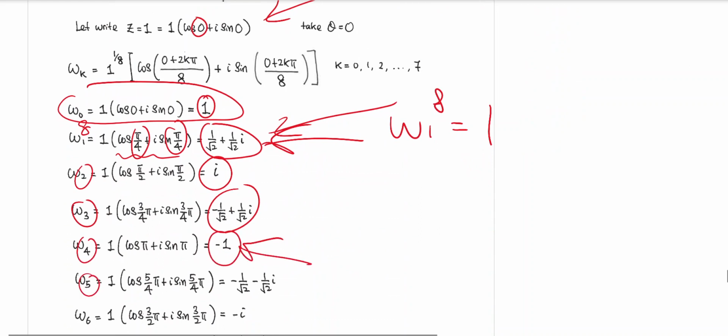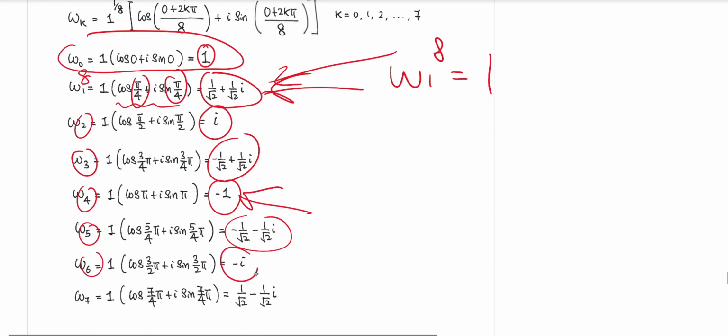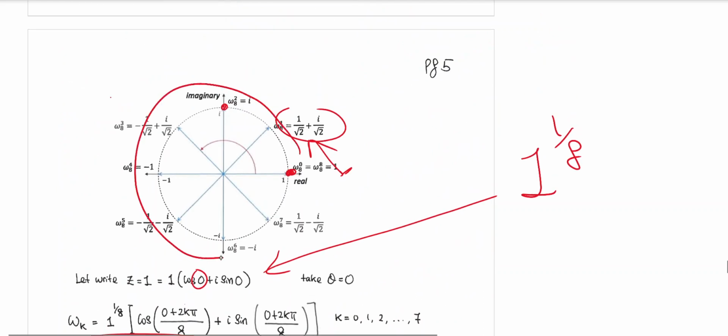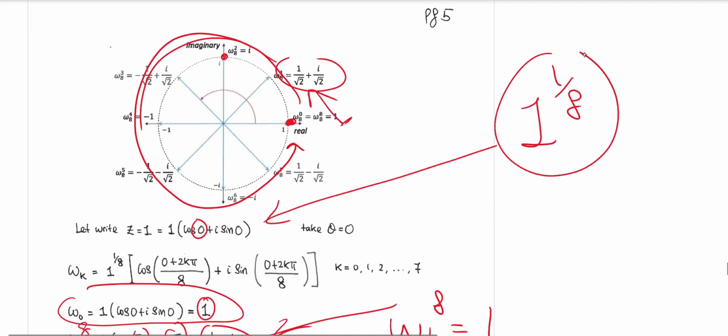This is another real root that we know. And then k equal to 5, we have another root. K equal to 6, we have another root. K equal to 7, we have another root. You actually complete the circle, and every time if you go beyond k equal to 7, it will basically repeat itself. So 1 to the power of 1 over 8.